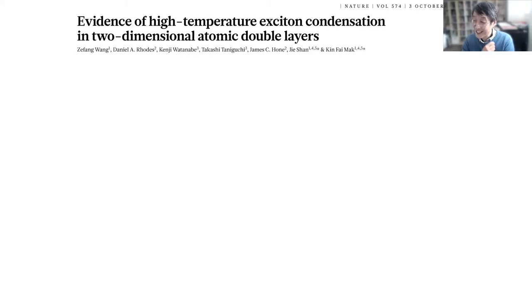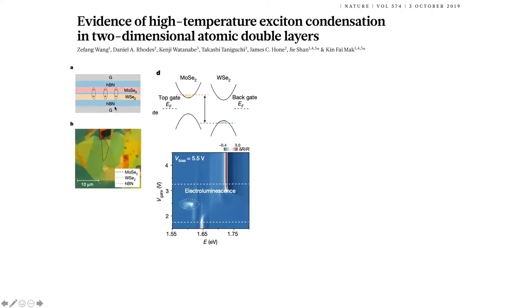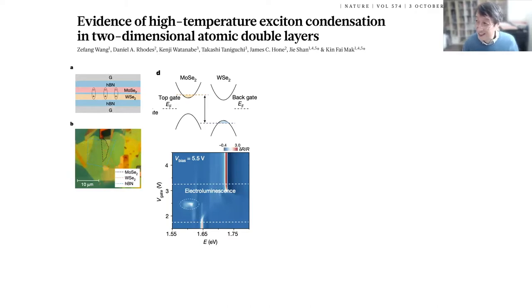They knew that the interaction does exist, but they can make the lifetime really, really long by putting a boron nitride insulating layer in between them. So basically separating these two layers further, right? And then they inject the electrons and holes, again, like we did, just by putting electrodes in there.